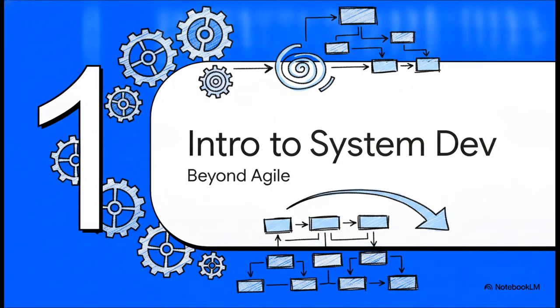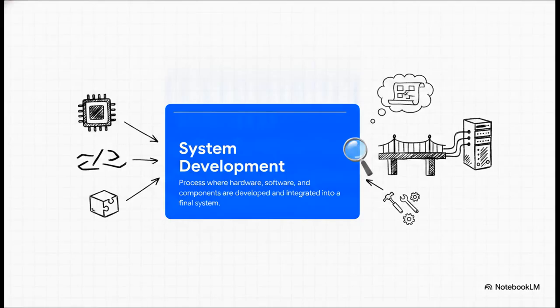Section 1. Introduction to System Development Beyond Agile. Let's see how this builds on everything we've learned so far. First things first, we must define what system development actually is. It is the complex process where system elements like hardware, software, and off-the-shelf components are developed, purchased, and integrated to create a final working system. You can really think of it as the critical bridge between your conceptual design, the ideas on paper, and the actual physical realization of the system. It's where the system is actually built.